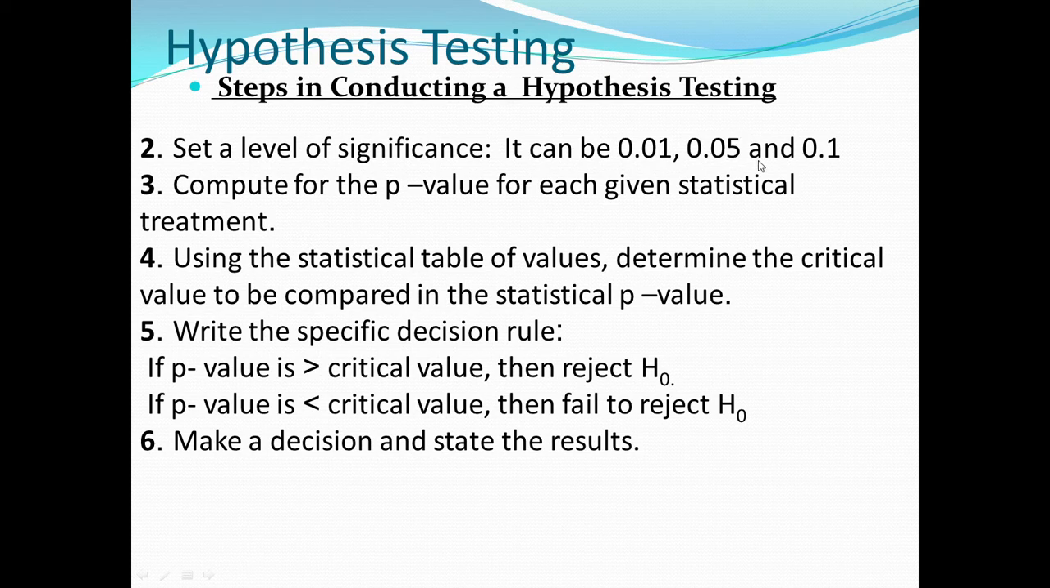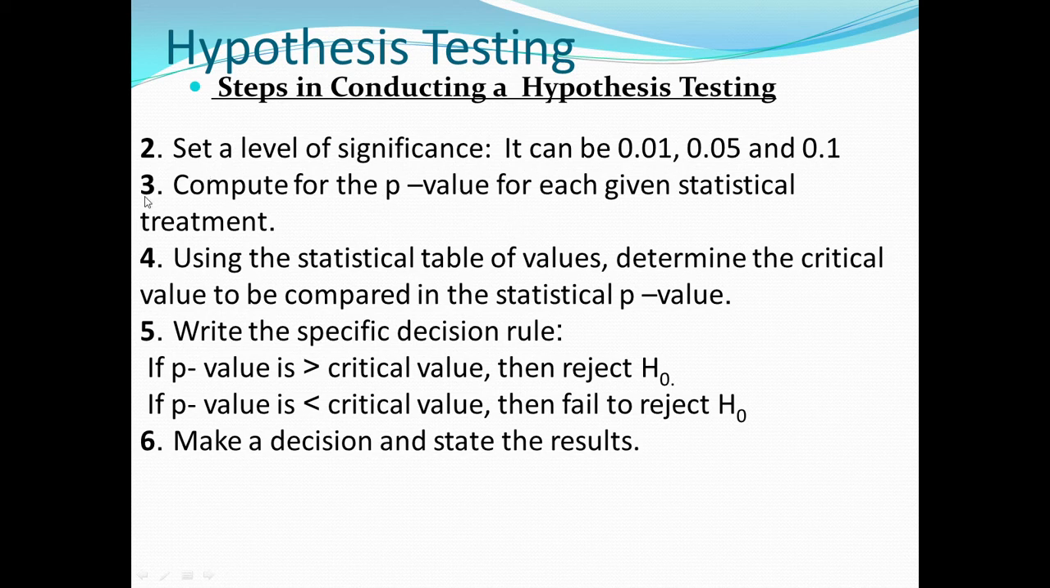Okay, and then after that, step 3. Number 3, we have to compute for the p-value for each given statistical treatment. Itong p-value na sinasabi dito, ito yung last module ninyo, if you can still remember the Pearson R and chi-square. Whether you're looking for the differences or correlation, di ba? For example, Pearson R yung ginamit ninyong formula, so yung computed value doon, yun yung p-value natin. And if chi-square naman, yung computed value din doon ay yun yung p-value natin.